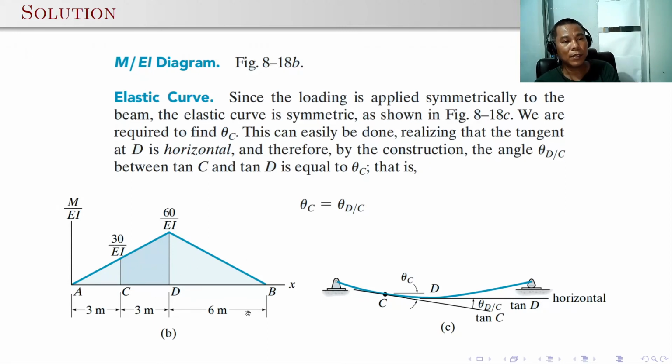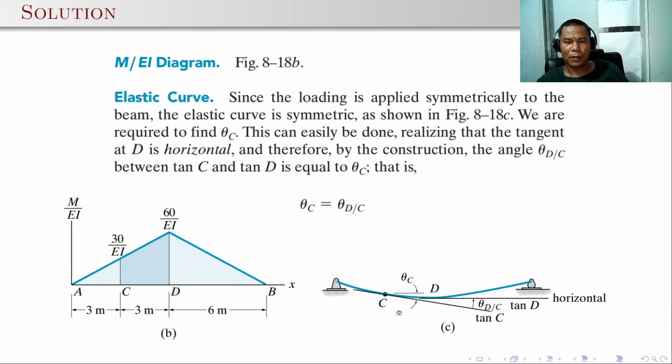And then you can just draw the elastic curve since it's a simple beam loaded with gravity load downward. So the simple beam will bend downward or concave upward. Since the loading is applied symmetrically to the beam, the elastic curve is also symmetric. We are required to find theta C. So just draw the elastic curve and then draw a horizontal line at point C and then draw the tangent line. The angle between the tangent line at C and the horizontal line at point C is equal to theta C.